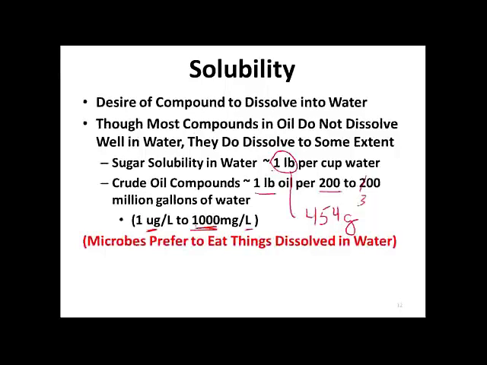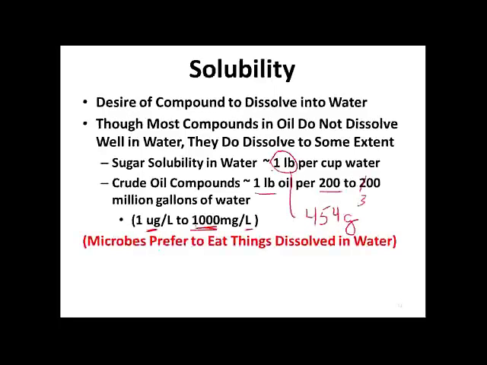So I think we have this vision that if people went down in a little submarine into the oil slick from the Deepwater Horizon, you were going to see gobs of oil, that it was going to be brown with oil down there. It wasn't, because not very much oil dissolves in water. Now, there was oil in the water, but it wasn't enough to make the water brownish.